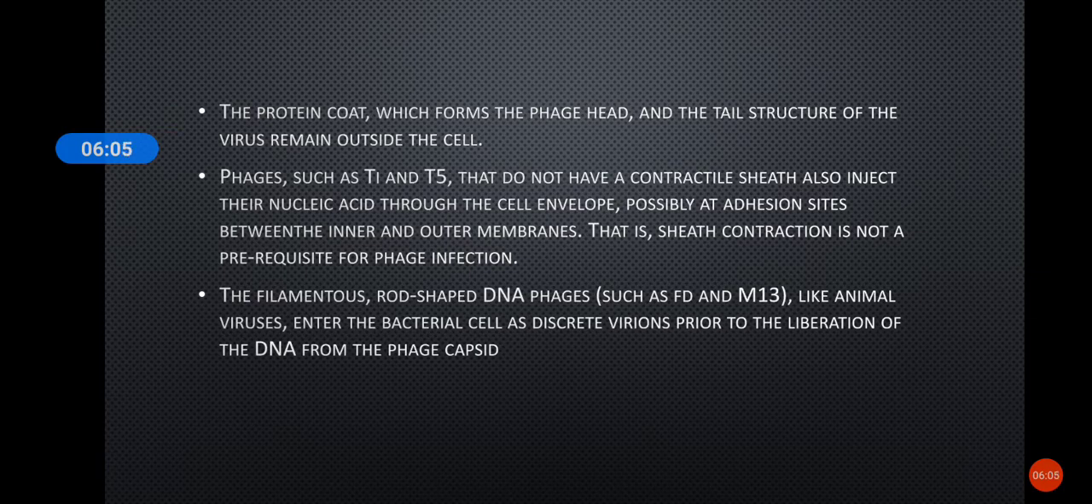In phages like T1 and T5, they do not have a contractile sheath surrounding the tail, but they also inject the nucleic acid through the cell envelope through the adhesion sites between the inner and outer membranes. So sheath contraction is not a prerequisite for phage infection. In the case of T-even phages that happens, but in the case of T1 and T5 phages that does not happen. Then the filamentous and rod-shaped DNA phages like the fd phage and the M13 phages enter the host cell just like animal viruses entering the host cell. That is, they enter as discrete virions.